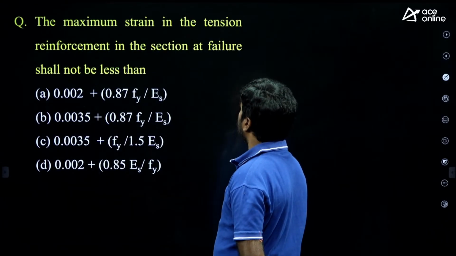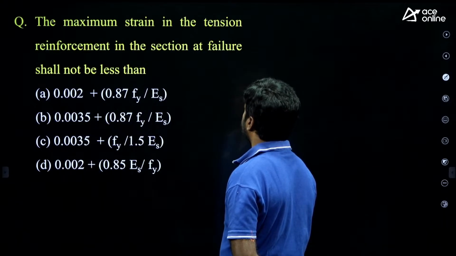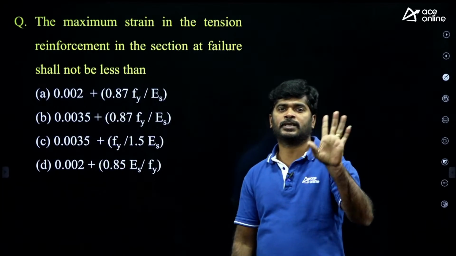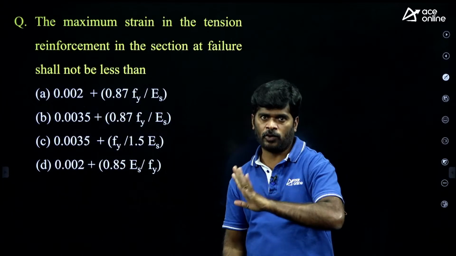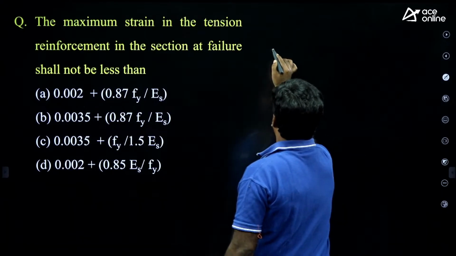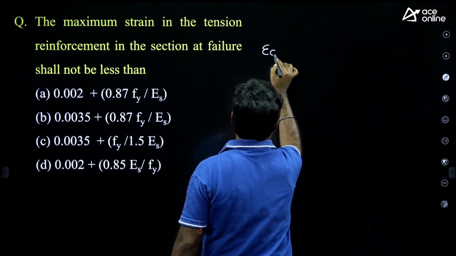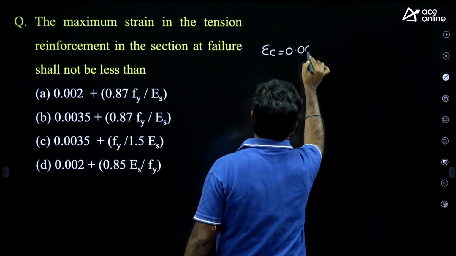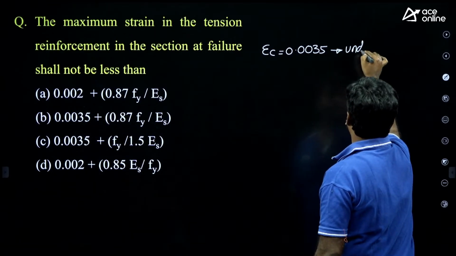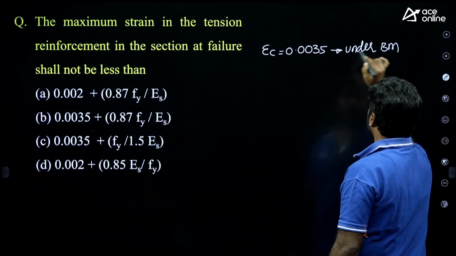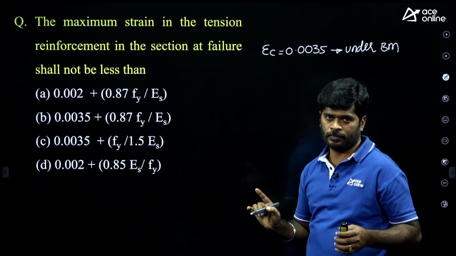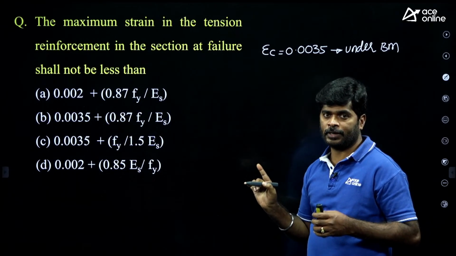The maximum strain in the tension reinforcement in the section at failure shall not be less than. One question is compulsory based on the strains. There are different strains, and I will take all the strains right now. First, strain in concrete is 0.0035. When do you consider this? It is under bending moment. Under bending moment, the strain value will be 0.0035. This is the maximum strain in concrete at the time of failure.